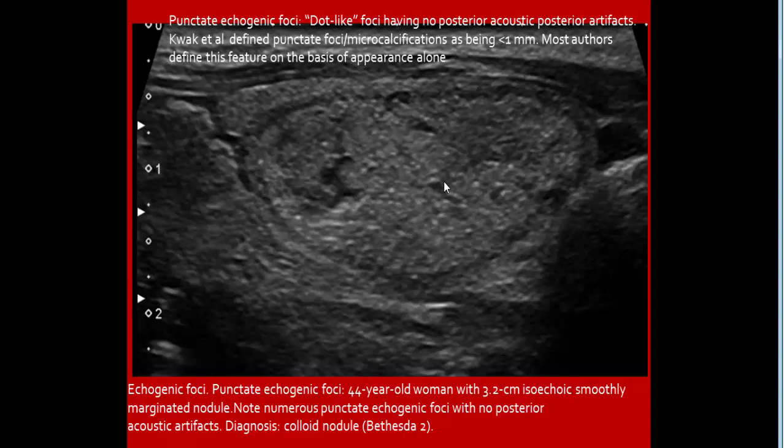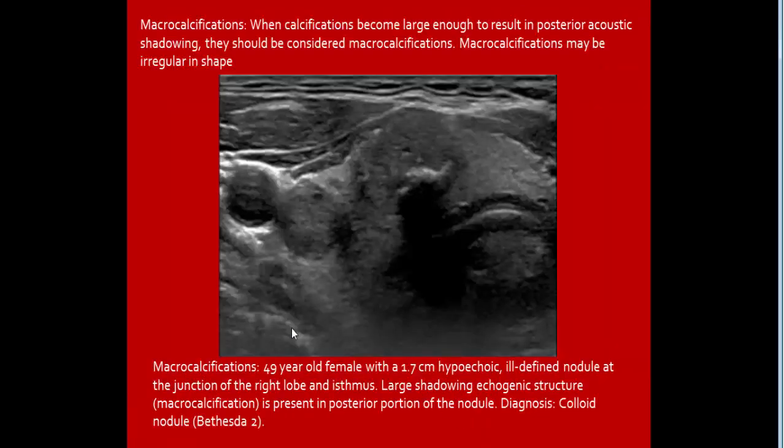Most authors define these features on the basis of appearance alone, without size. It is defined as less than 1 millimeter. Dot-like foci, these are punctate echogenic foci, and this is a case of colloid nodule.